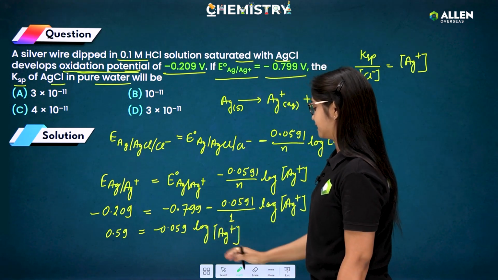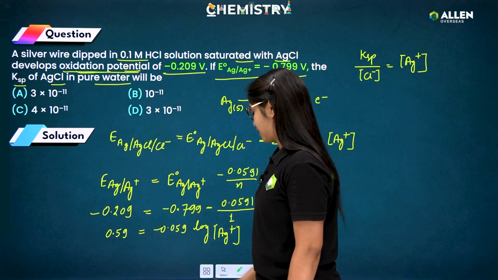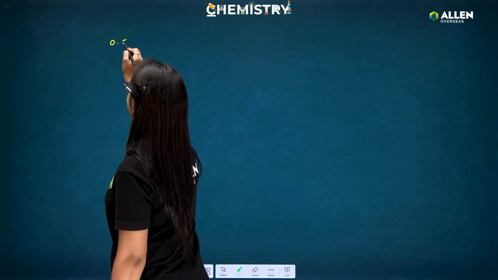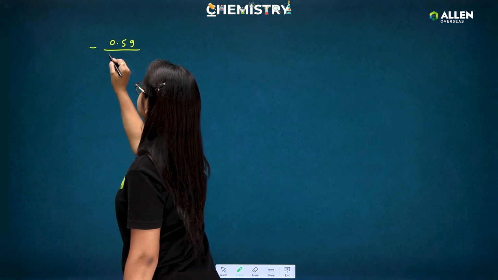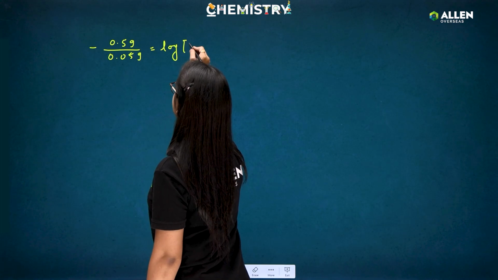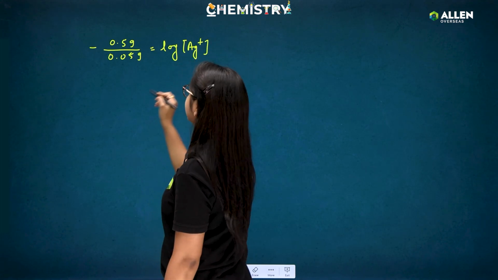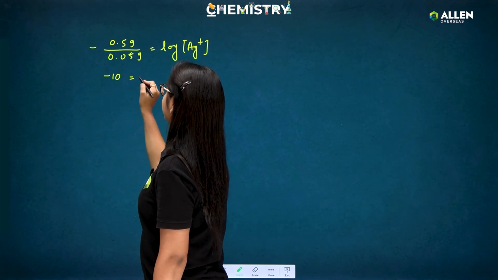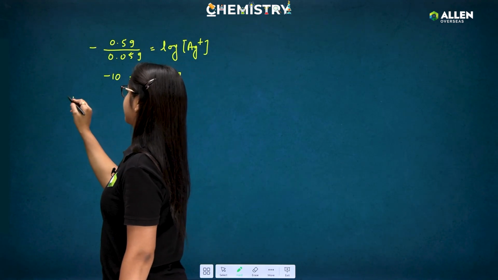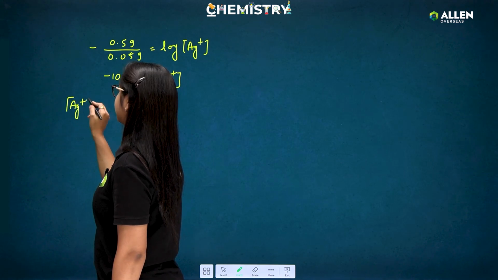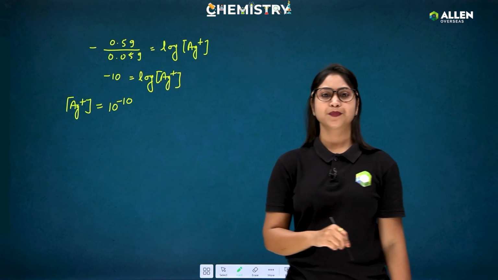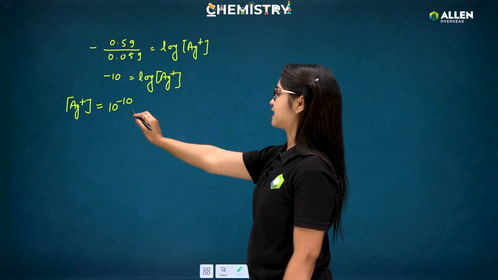So after solving this, let's take this to that side. We'll get minus 0.59 divided by 0.059 equal to log concentration of Ag plus ion, which is minus 10. So from this we get the concentration of Ag plus ion equal to 10 raised to power minus 10. This will be the value of the concentration of silver ion, right?